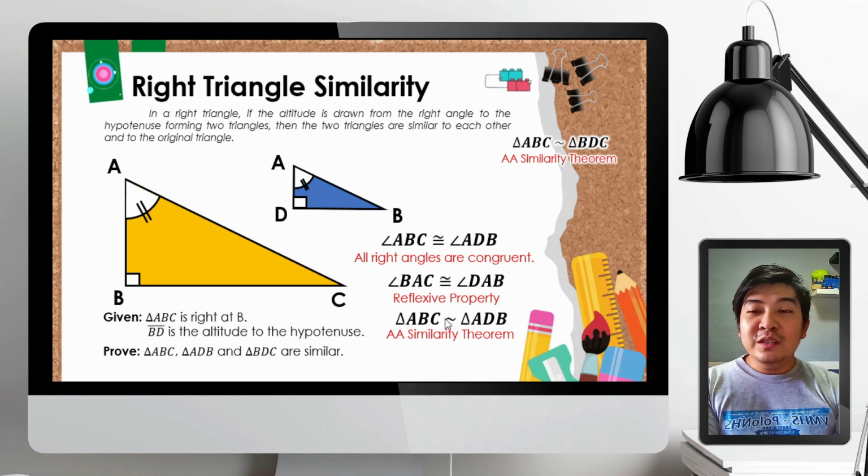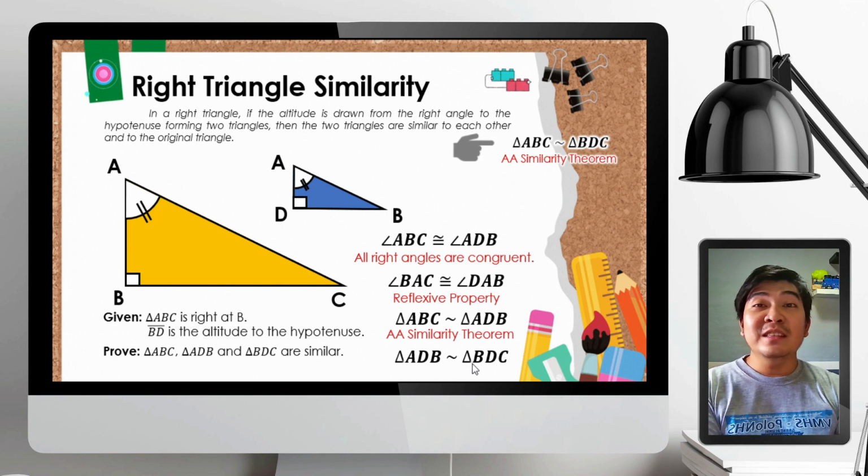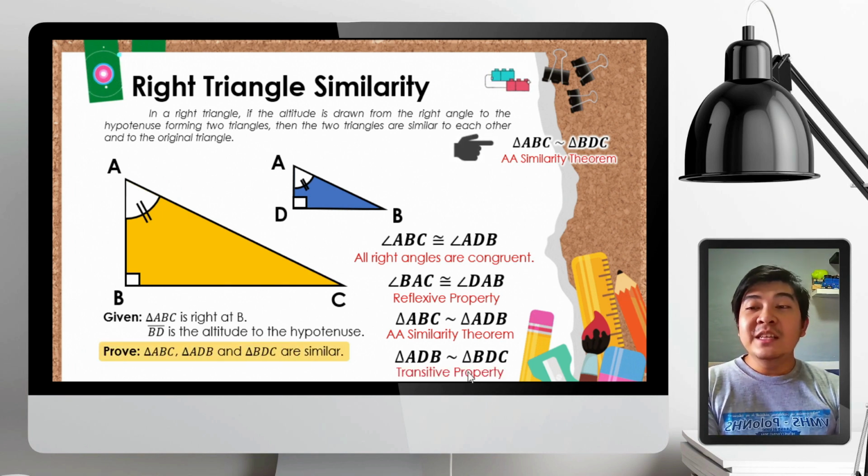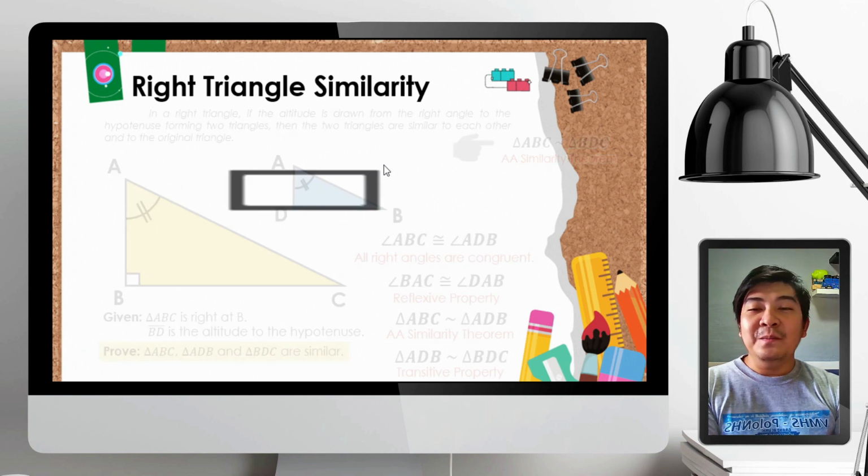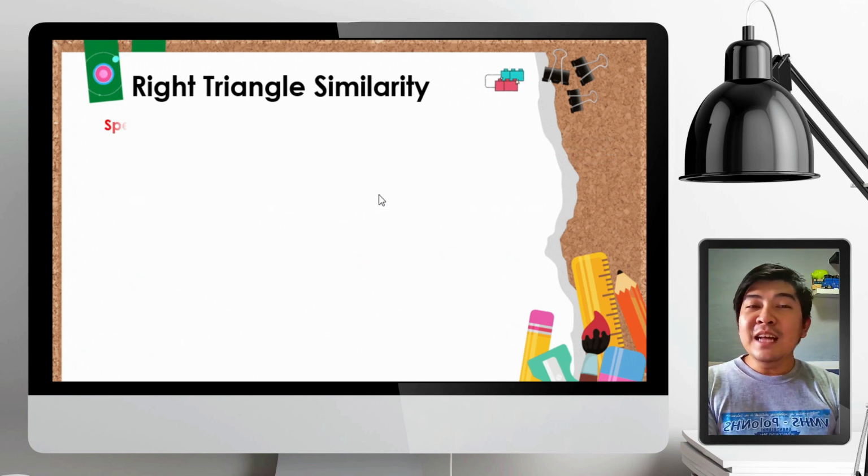altitude. So since both of the two statements, ayan, etong statement natin kanina at statement ngayon are similar to triangle ABC, so therefore we can say that triangle ADB, this smallest triangle, at yung triangle natin kanina which is the red triangle, triangle BDC, are similar because of the transitive property. So therefore, we have already proven that the three triangles are similar. Let us now go to the special property of right triangles.